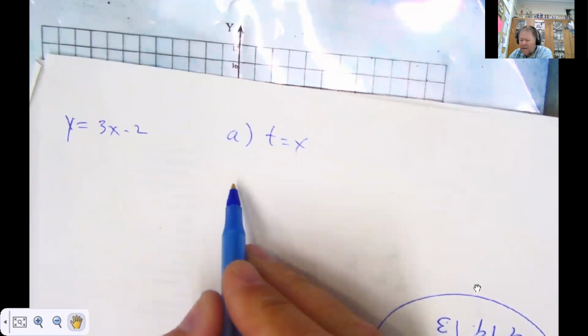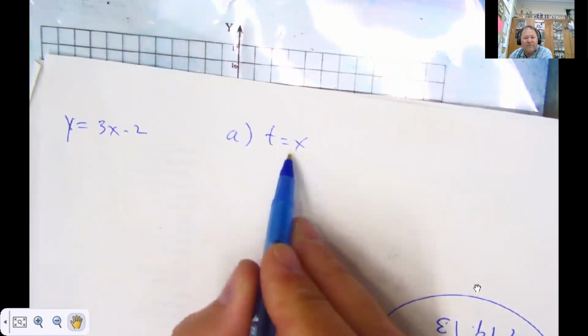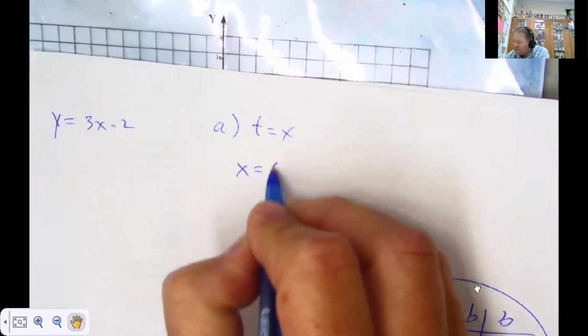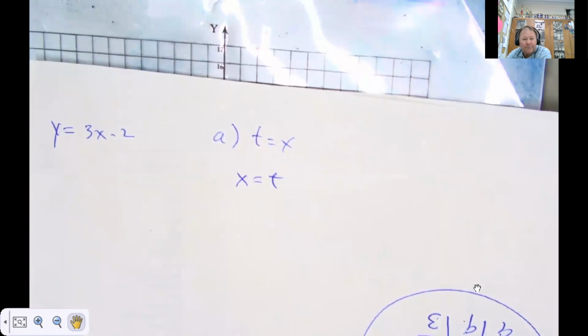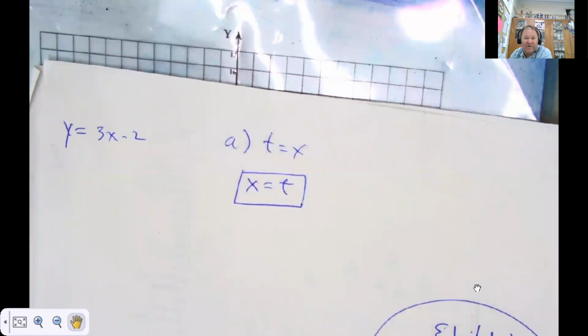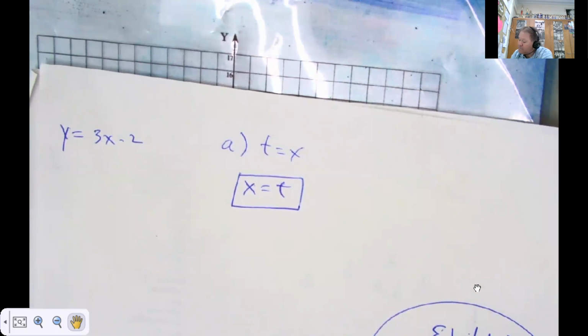So for part A, what is x in terms of t? Well, I think all I have to do is switch the order. That would be pretty clear. There's x in terms of t. So let me box that. One of your two parametric equations, pretty simple.